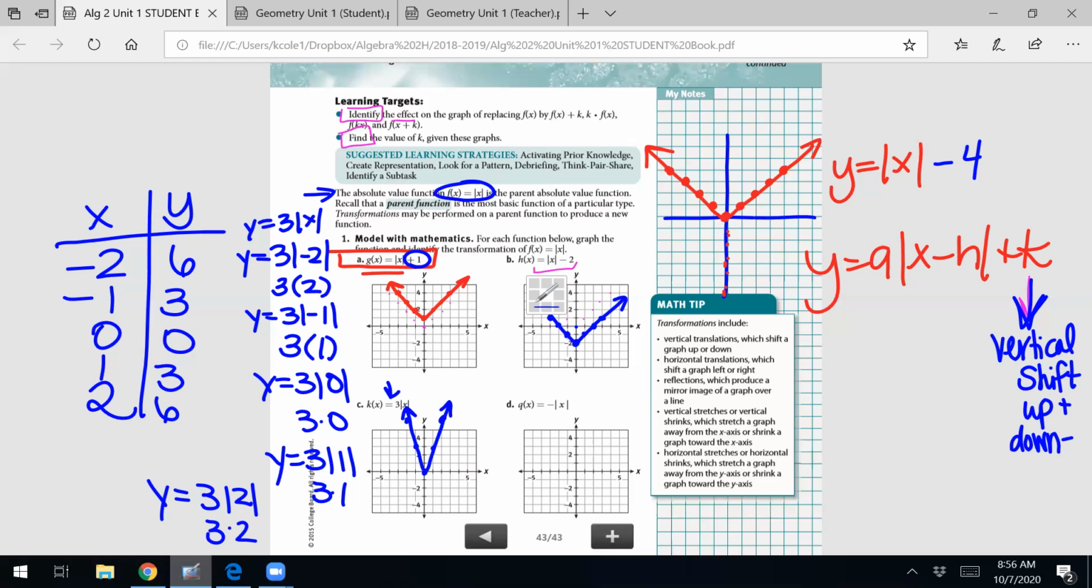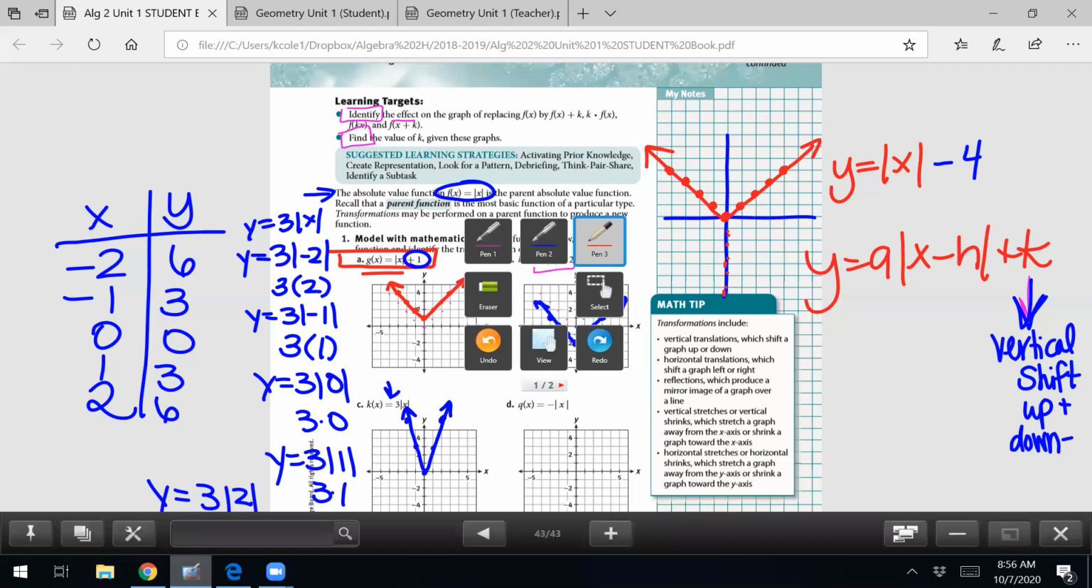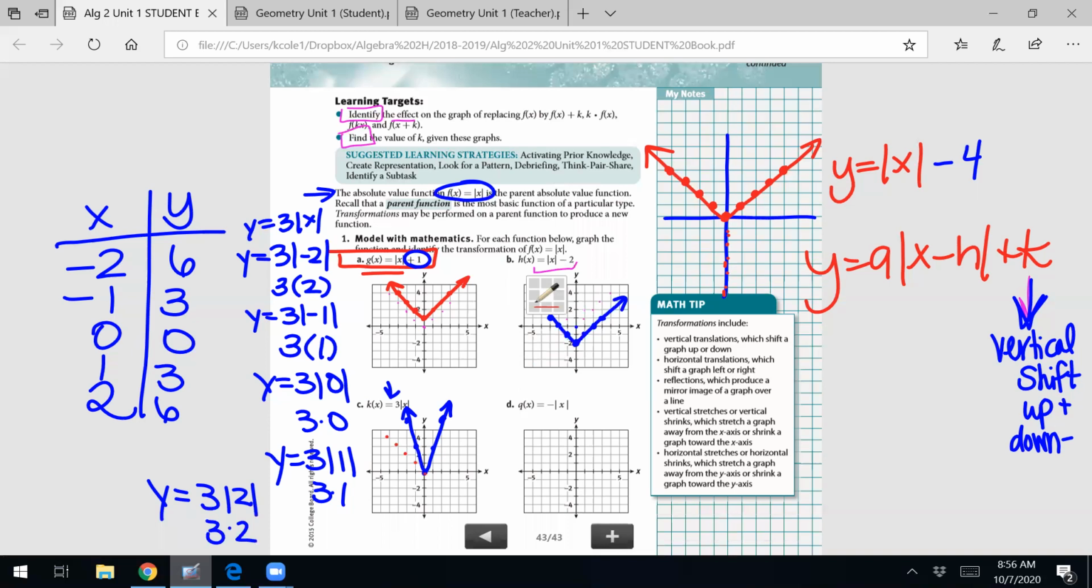What happened to it compared to the parent function? Let me put the parent function dots up there. Compared to the red dots, what do you see? That's right, the lines got steeper. The V is now skinnier, more narrow. Our initial V was here, and then we tightened it up. That's because of the 3 in front. The 3 in front caused its arms to be steeper.